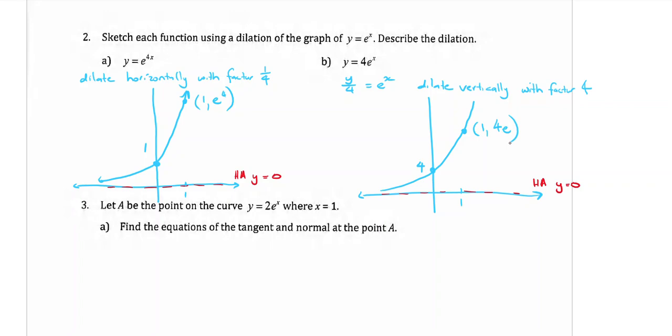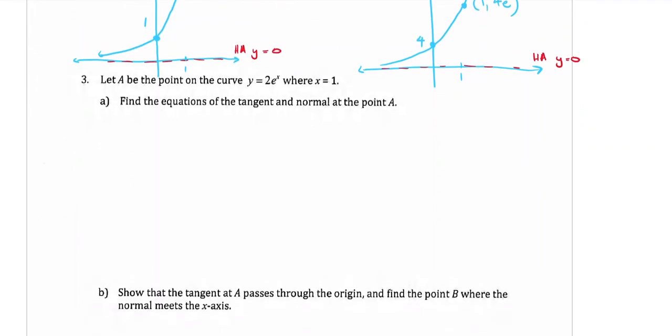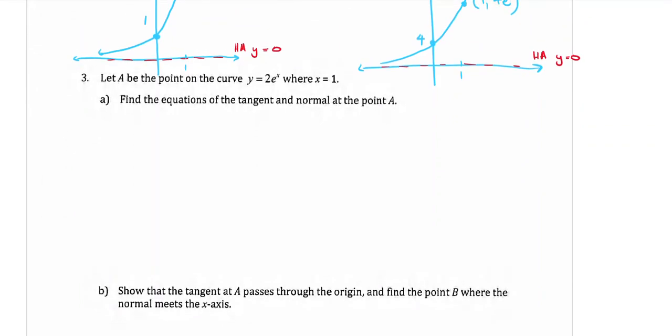All right, moving on to question 3. Let A be the point on the curve y equals 2e to the x, where x is equal to 1. Find the equations, that's plural, of the tangent and the normal at the point A. Okay, we're moving straight into finding tangents and normals, which is when you have to differentiate things, find a point, and then find the equation using the point gradient formula.